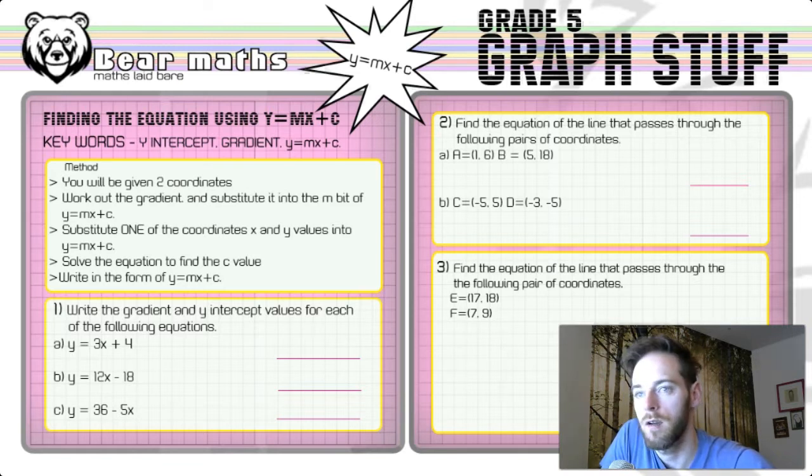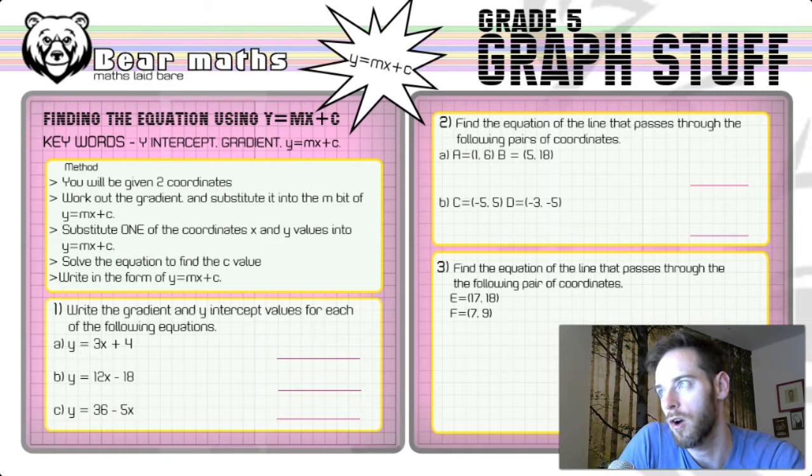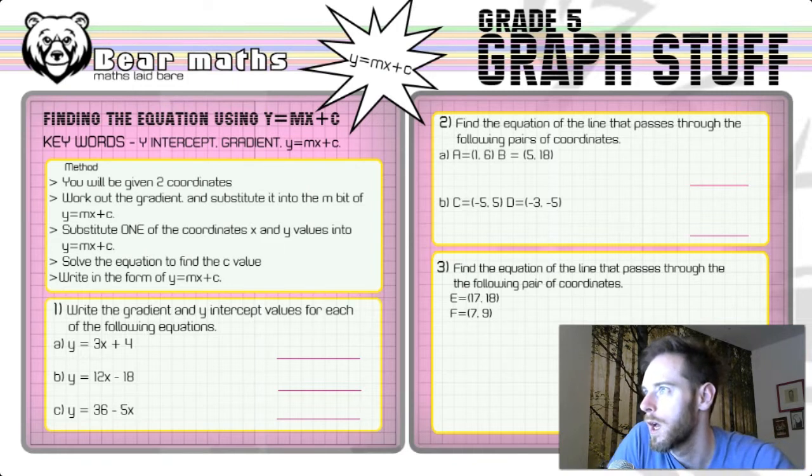We have done a video on finding the equation just using the graph, where it was visual and you could see where the graph went through the y-axis, and that was fairly simple. But this time we're doing it using the equation, the general form of the equation of a straight line, which is y equals mx plus c.